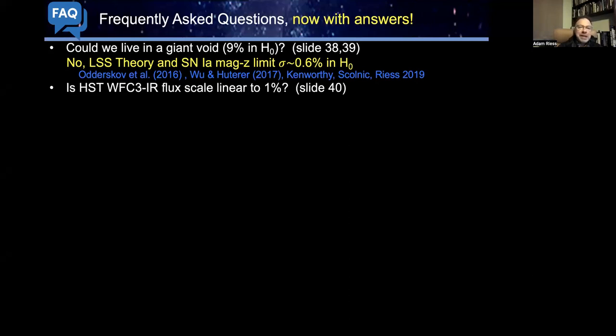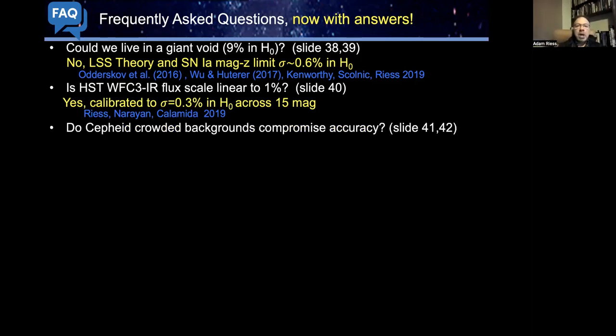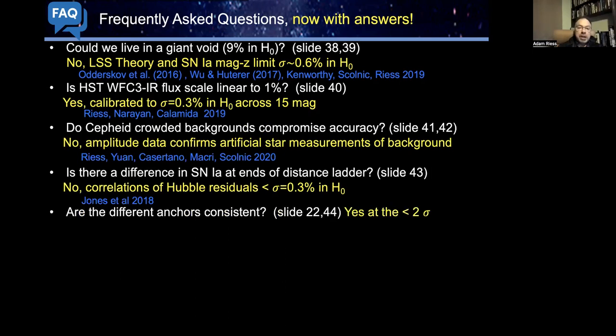Is the Hubble Space Telescope linear enough to make a measurement this well? Yes, actually, it's been calibrated to about 0.3% in our ability to measure the Hubble constant. This is something I do as part of my functional work at Space Telescope Science Institute. I mentioned the backgrounds of Cepheids, so I think I've addressed that one already. Are there differences in the supernovae across the distance ladder? We put a lot of effort into this, and if you read this paper by Jones et al., you can see there are no correlations in the Hubble residuals to maybe 0.3% in the Hubble constant.